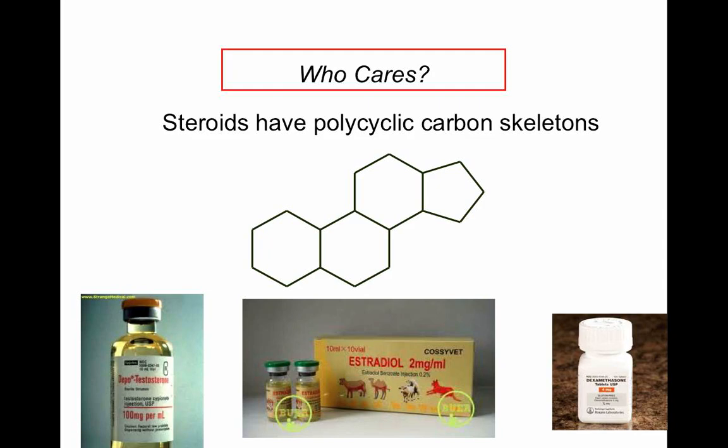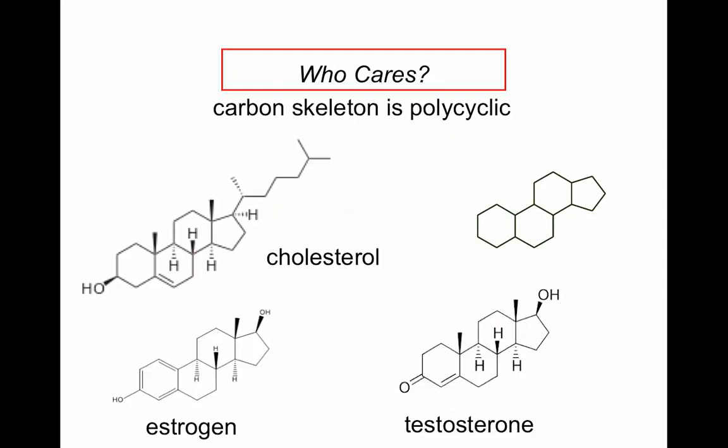So understanding the differences between the different types of polycyclic systems helps us understand something more about our own biology and about drug design. On this slide, I've just shown examples of that. So here are 3 steroids that are biologically important to humans. Cholesterol on the upper left, estrogen on the bottom left, and testosterone on the bottom right.